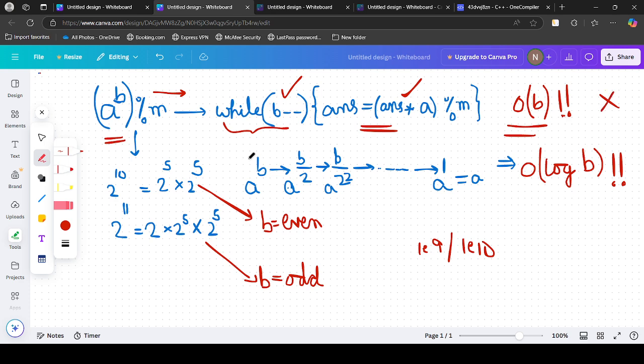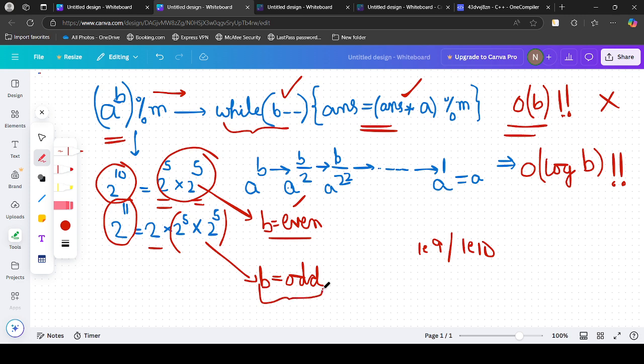The next one is called binary exponentiation. For example, if the value we want is 2 power 10, and if we observe, it can be written as 2 power 5 into 2 power 5 because it is 2 power 5 whole squared. And if it is 2 power 11, we can write it as 2 into 2 power 5 into 2 power 5. So if we observe this carefully, for a power b, we want the a power b by 2 value. So based on b, if b is even, it is (a power b by 2) whole squared. And if b is odd, it is a into (a power b by 2) whole squared.